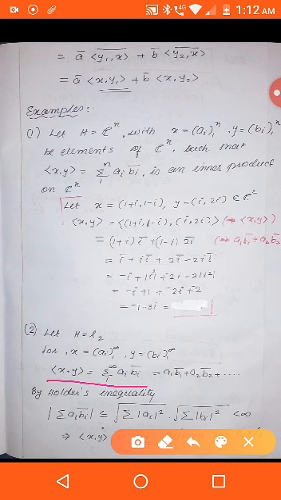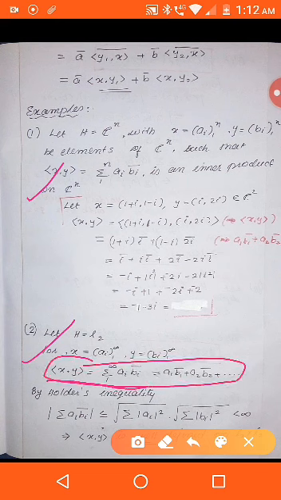Similarly, as we proved for Cn, we can prove that this L2 is an inner product space with inner product of the form inner product of x, y is equal to sigma a_i b_i conjugate.